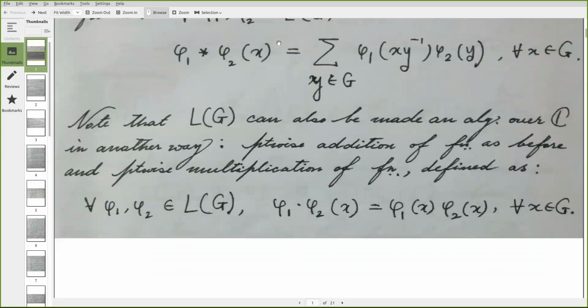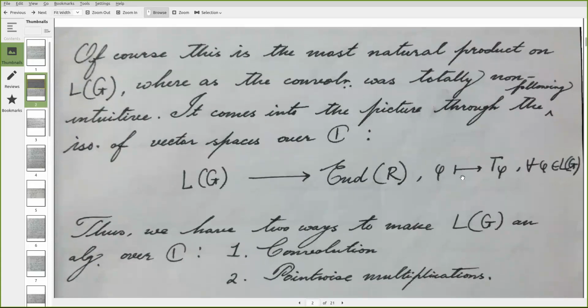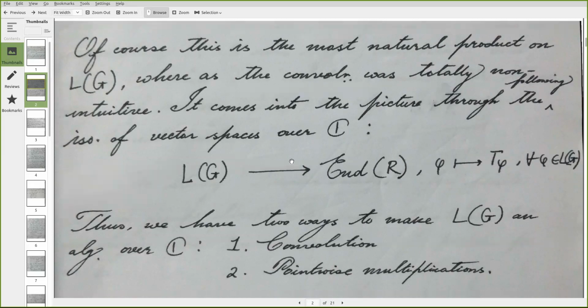It came into the picture through a very particular map, namely the isomorphism between two complex vector spaces given by each phi being mapped to T phi. If you can remember, using this isomorphism, since this is actually an algebra over C, we defined the convolution product on LG, so that now this isomorphism of vector spaces also becomes an isomorphism of algebras over C.